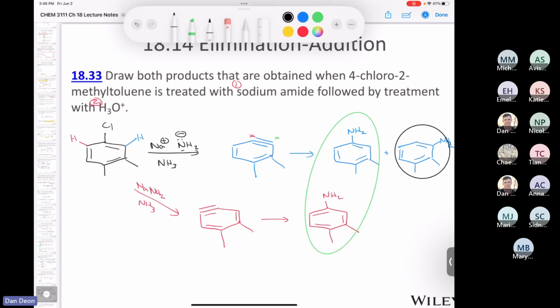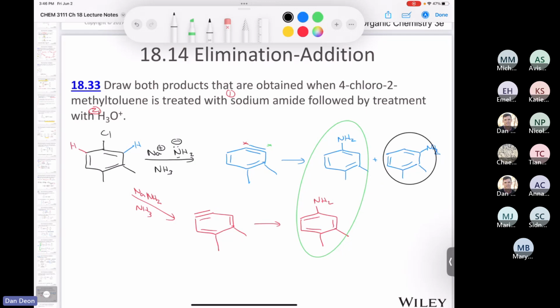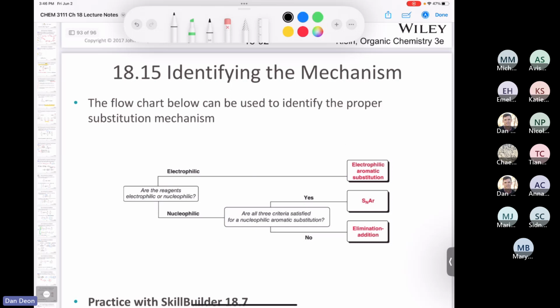All right, so a little bit of elimination addition chemistry. And so what did we learn in chapter 18? A few things. The main part of the chapter went up to 18.12, we did EAS, electrophilic aromatic substitution. And then 18.13 is SNAr, and then 18.14 is elimination addition. So the vast majority of the material that we covered was electrophilic aromatic substitution.